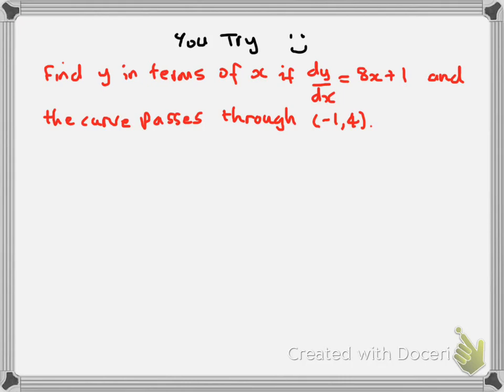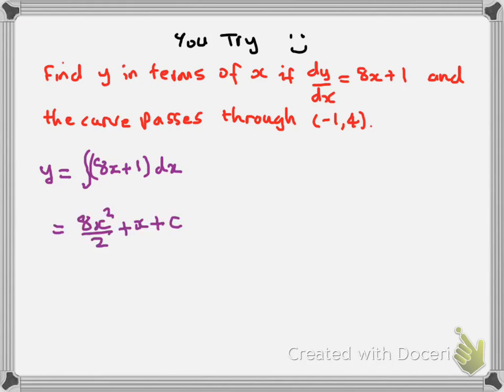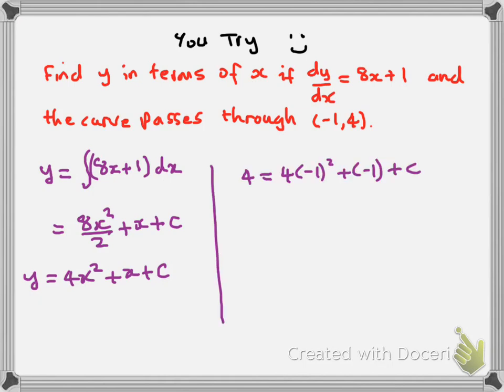So what did you do? We are taking the integral of 8x plus 1. That's going to be our y, our curve. So if we do that, the result will be 8x squared over 2 plus x plus c, which if you simplify, you will get 4x squared plus x plus c. But we have a point on the curve, (negative 1, 4), which if we substitute in there for y and x, you will get 4 equals 4 times (negative 1) squared plus negative 1 plus c, which will give you c to be minus 1.